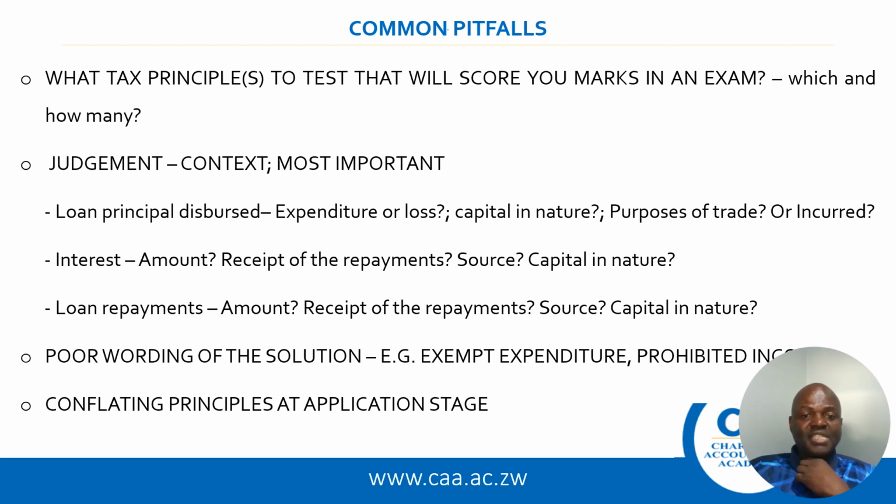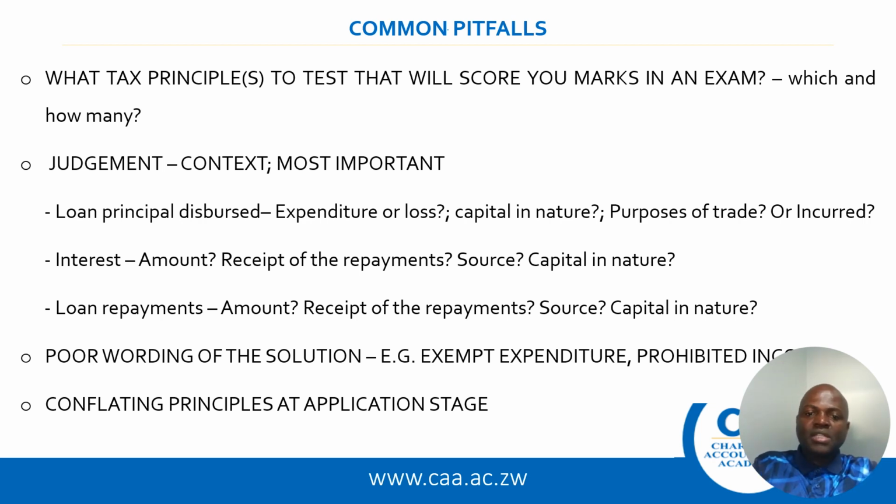And then conflating principles at application stage. So someone is discussing the interest income, and at some point, because you're discussing income, you begin to discuss purposes of trade. Whereas in terms of gross income, that is not a concept that you are too worried about.